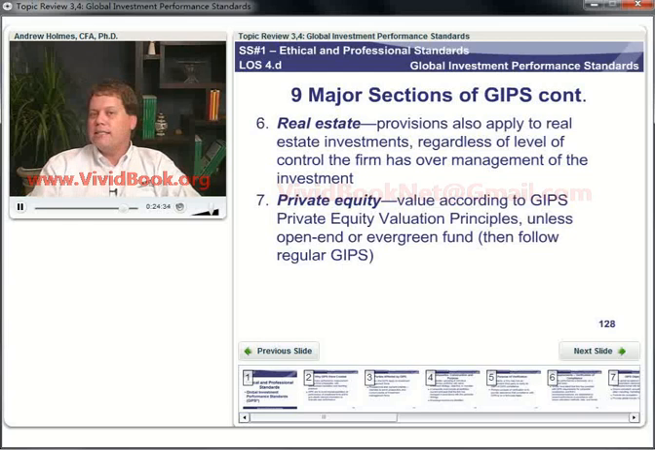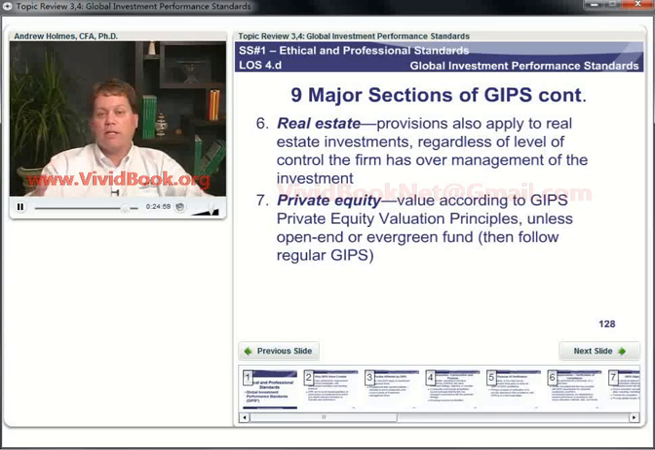Okay, 6 and 7 here are something that you could find confusing. You could spend a lot of time on them. I don't want you to get bogged down on these though. Two very straightforward points. One, real estate. So if you have portfolios that have real estate in them, well, the provisions of GIPS apply to real estate investment, and it doesn't matter what level of control the firm has over the management of the investment itself.